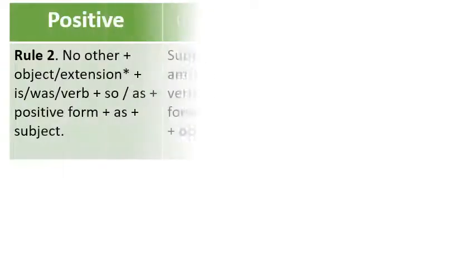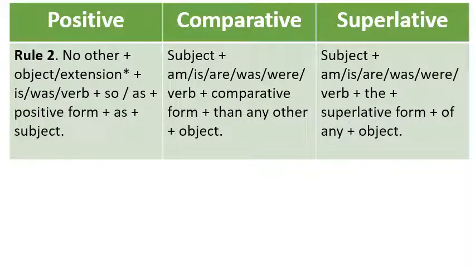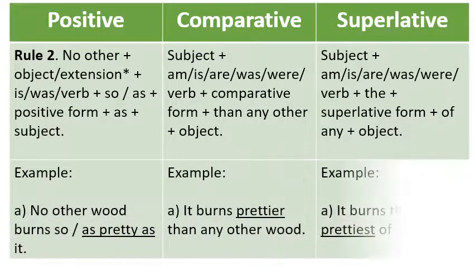Now let us see rule number 2. If you are getting a structure like this in your positive degree: no other plus object or extension plus is, was, verb plus so or as plus positive form plus as plus subject. So how to convert into comparative or superlative degree? First of all, let us see an example. No other wood burns so or as pretty as it.